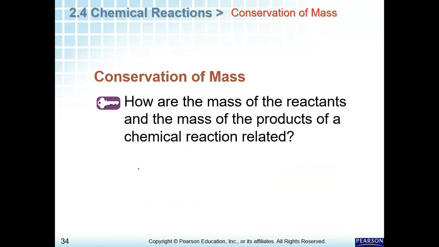So let's recall what a chemical reaction looks like. Remember, a chemical reaction usually has the reactants on the left, and then we have an arrow showing that a change has taken place, and then we're going to have the products on the right. Just as a general reminder, reactants is what you start with. Products are going to be what you end with.